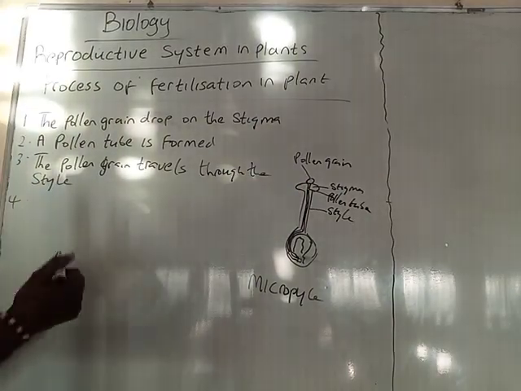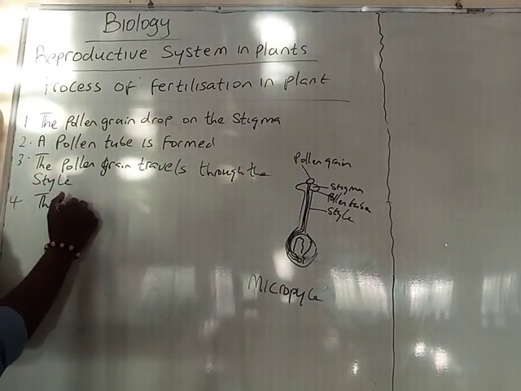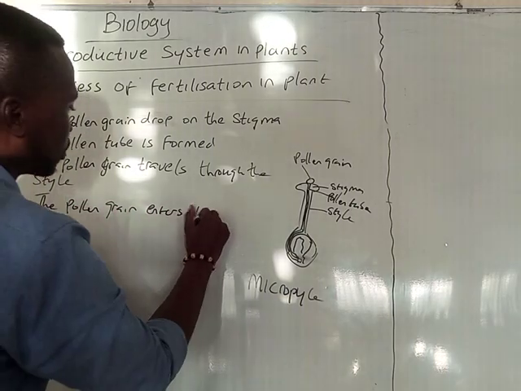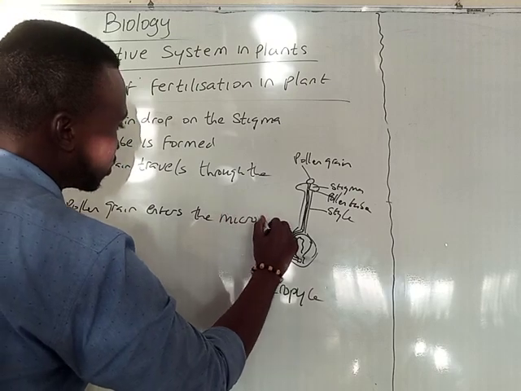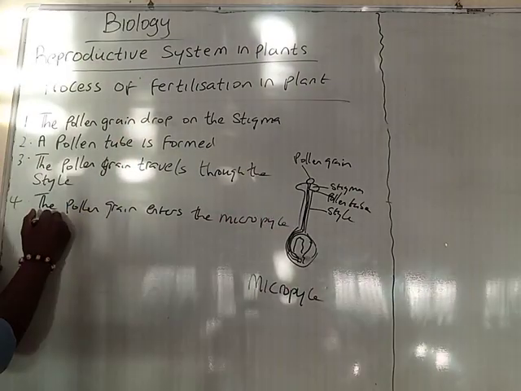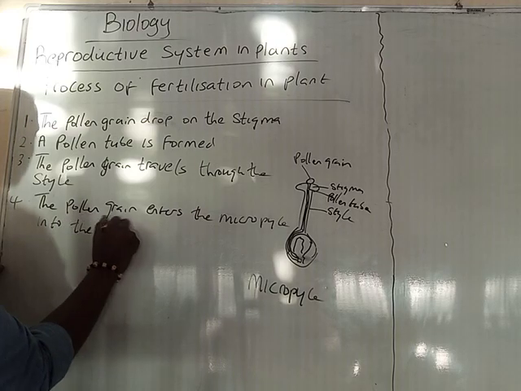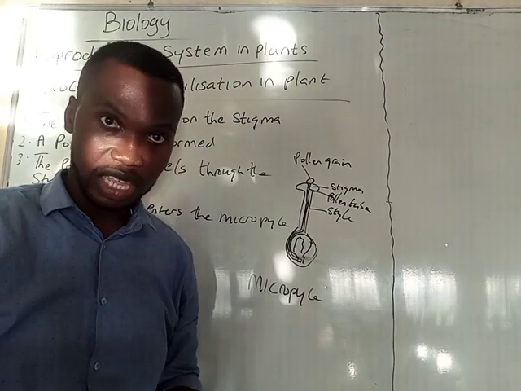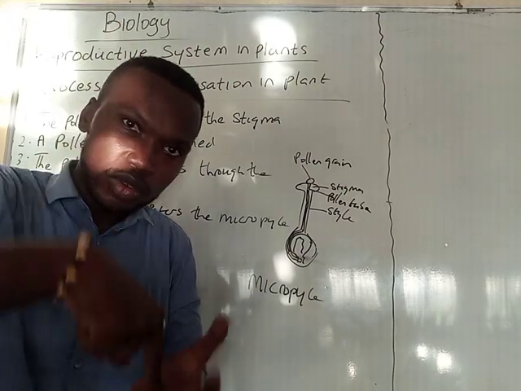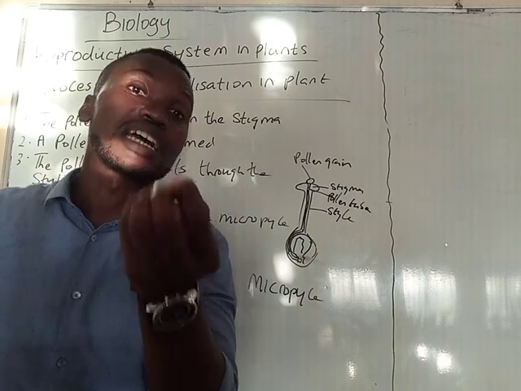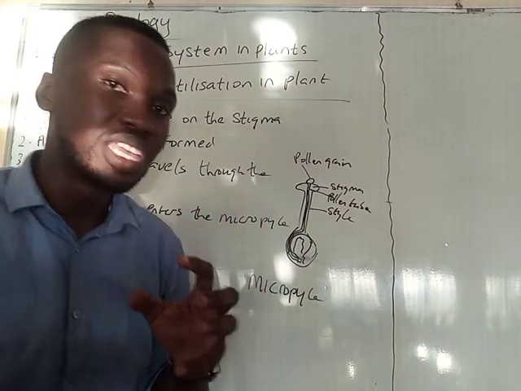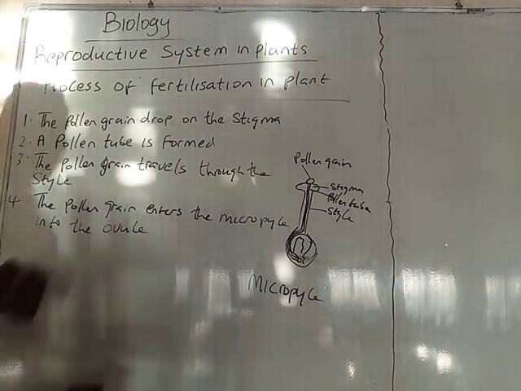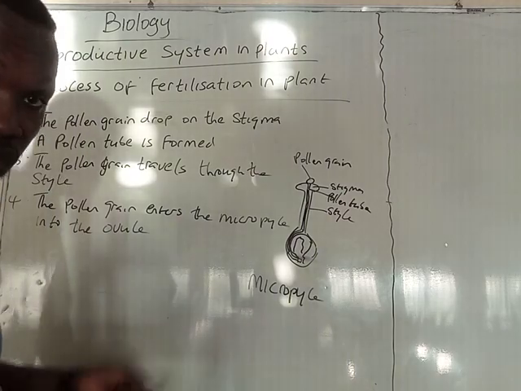So the next one is number 4. The pollen grain enters the micropyle into the ovule. Please note, the ovary is what houses the ovule, but the fertilization occurs inside the ovule because the ovule is where the sex gamete is, so that there will be fusion between the male and the female sex gamete. So the pollen grain enters the micropyle into the ovule.